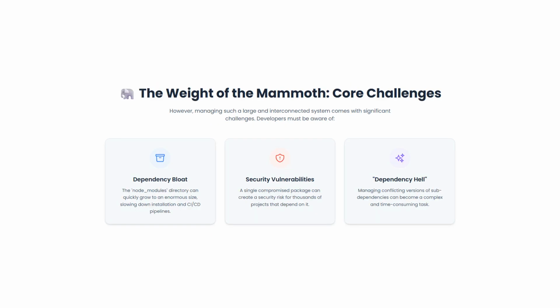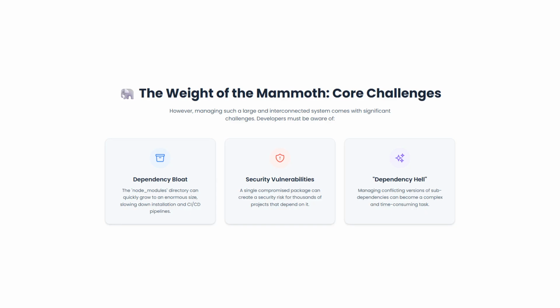Okay, but let's talk about the heavier side of the mammoth. Managing this system isn't all sunshine and rainbows. The first big issue is what people call dependency bloat. You mean my node_modules folder eating my entire SSD for breakfast? That's the one. It can grow to an enormous size, and that can really slow down your installation times and any automated processes you have running.